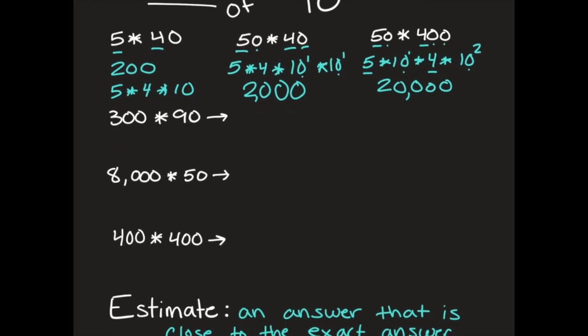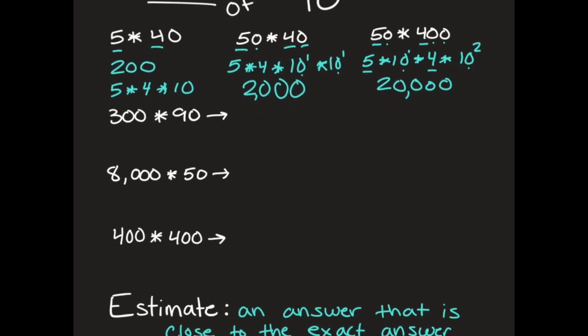Okay, so now we have 300 times 90. Again, if I were to write this out, I could take my 3, and I'm multiplying that by 10 to the 2 power, times 9, multiplied by 10 to the first power. So now I'm going to do 3 times 9, which equals 27, and I have 2 zeros and 3 zeros. So my answer becomes 27,000.